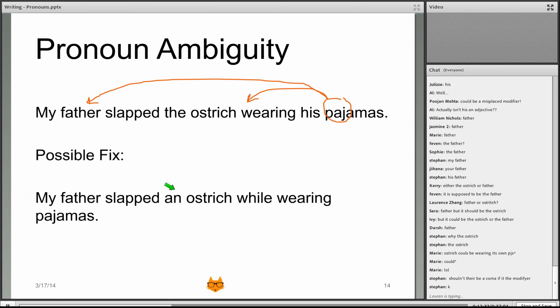The pronoun is gone. There's no pronoun. We're not counting the word my. But there's no pronoun his. It's nowhere. And a lot of times, the way to fix a pronoun error is just to get rid of it. And you'll see that on the SAT too.